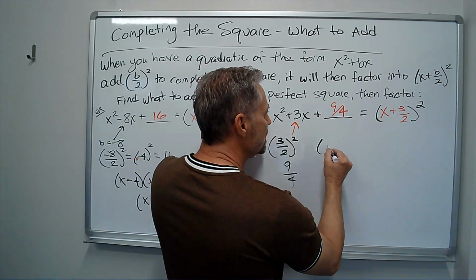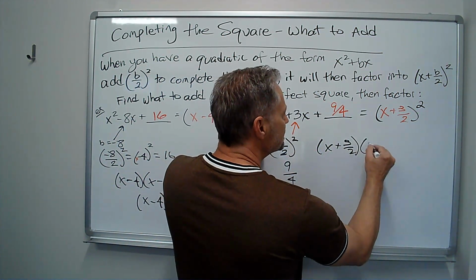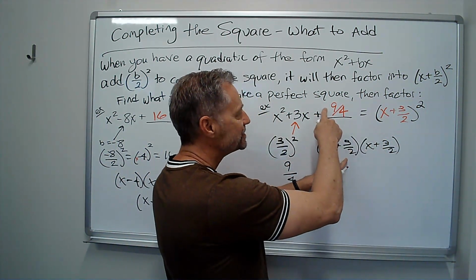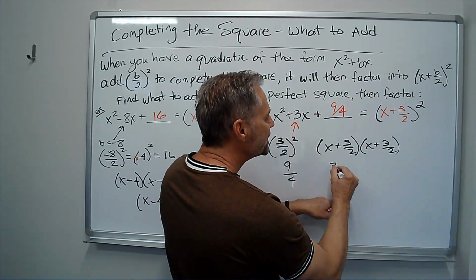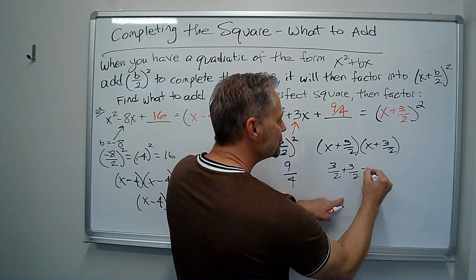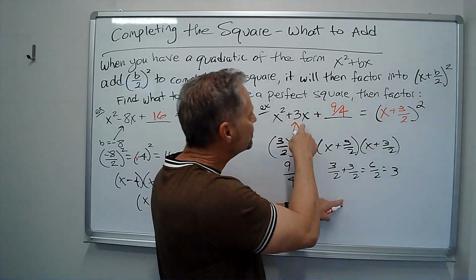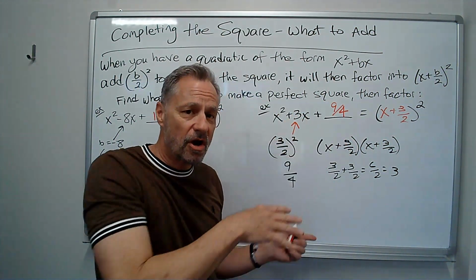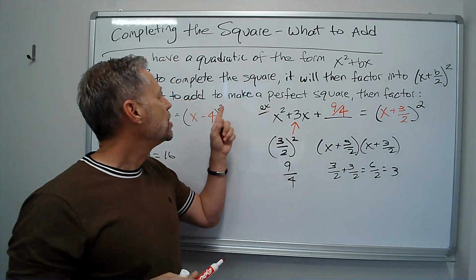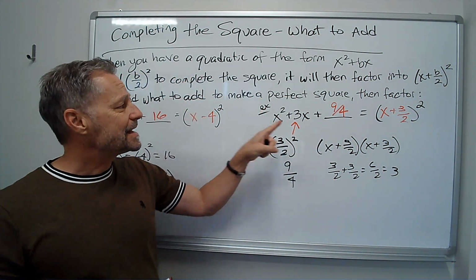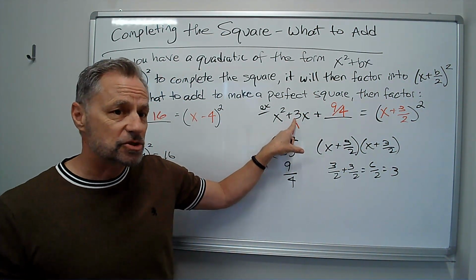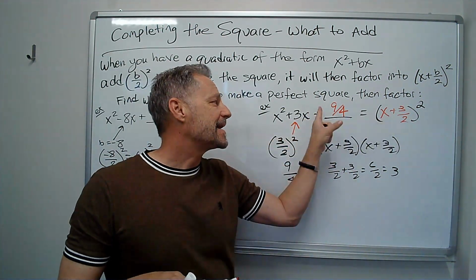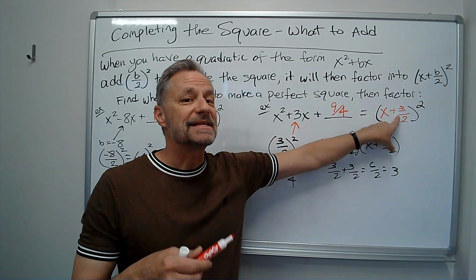Let's show that that's how that factors. If I do x plus 3/2 times x plus 3/2, well, 3/2 times 3/2 is 9/4. 3/2 plus 3/2 is 6/2, which is 3, which was my middle term. So that is the right way to factor it out. We don't have to make it complicated if we just remember that what I'm going to add is half of this, squared, and I add it right here. That's going to give me a perfect square. That b over 2 is how it's going to factor out.